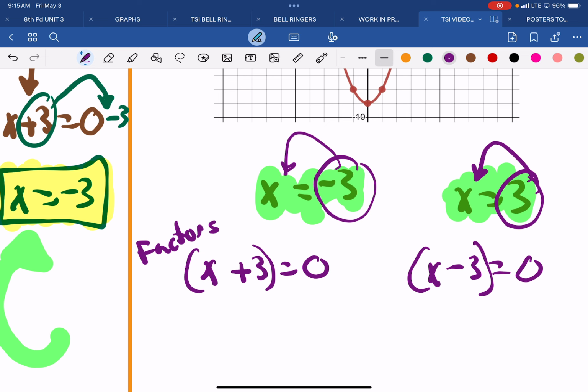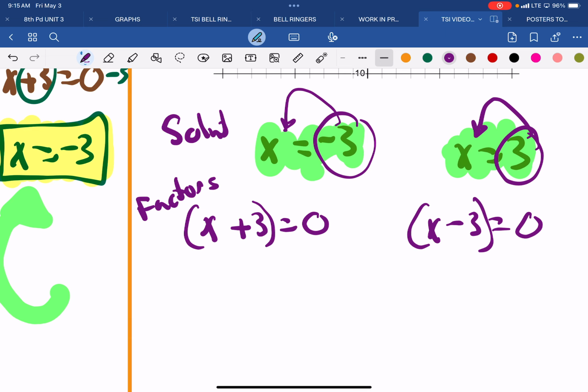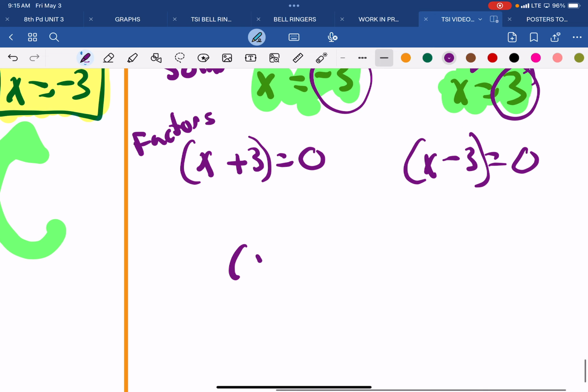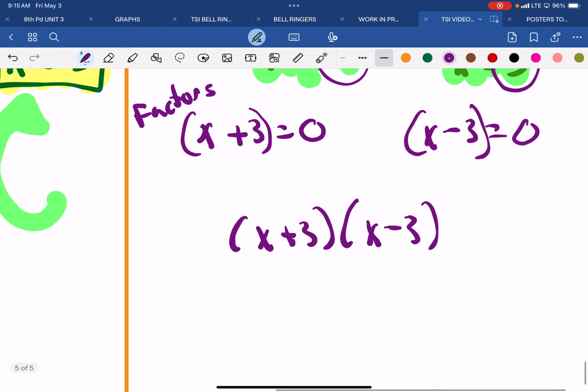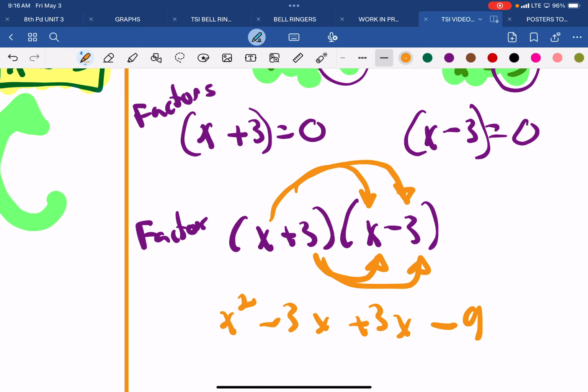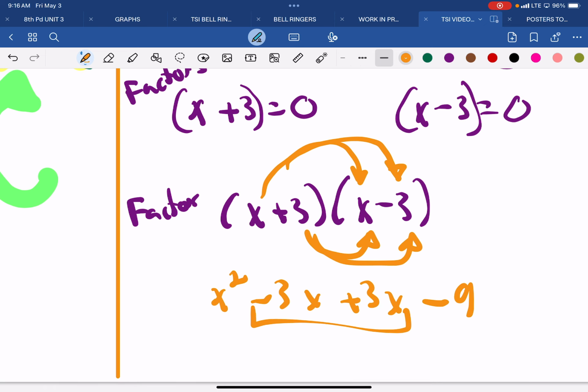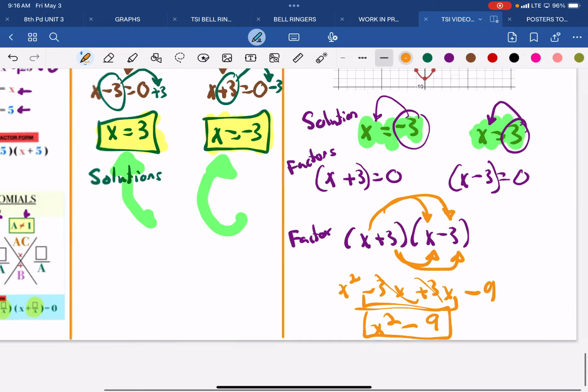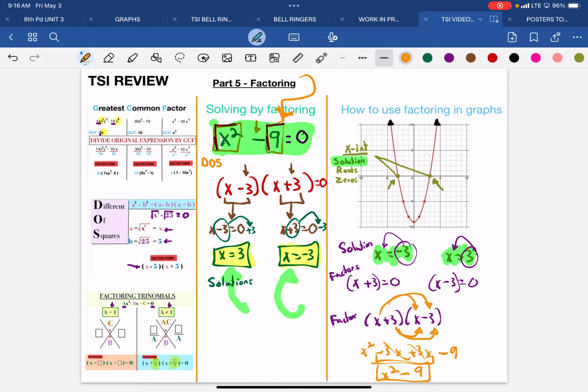We're going backwards. These were my solutions, and I went back to factors. What are my factors? x plus 3, x minus 3. If I want the equation, I'm going to multiply x times x, x squared; x times -3, -3x; 3 times x, +3x; 3 times -3, -9. Combine like terms, these cancel: x squared minus 9. Hello, my friends, we ended back into this. How do you like that?